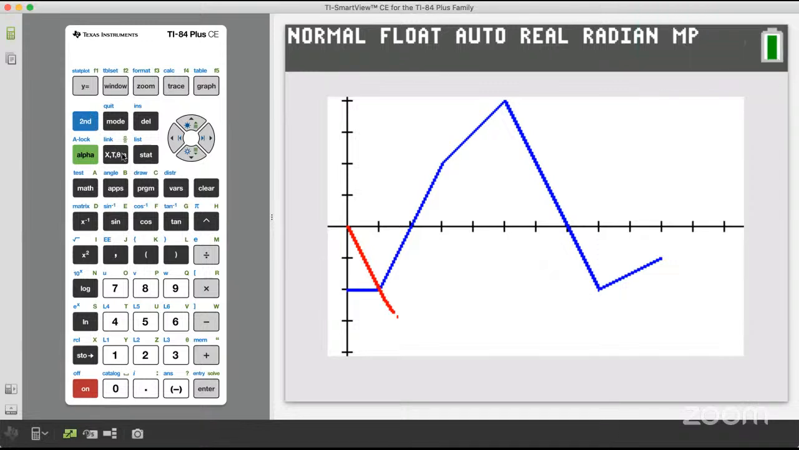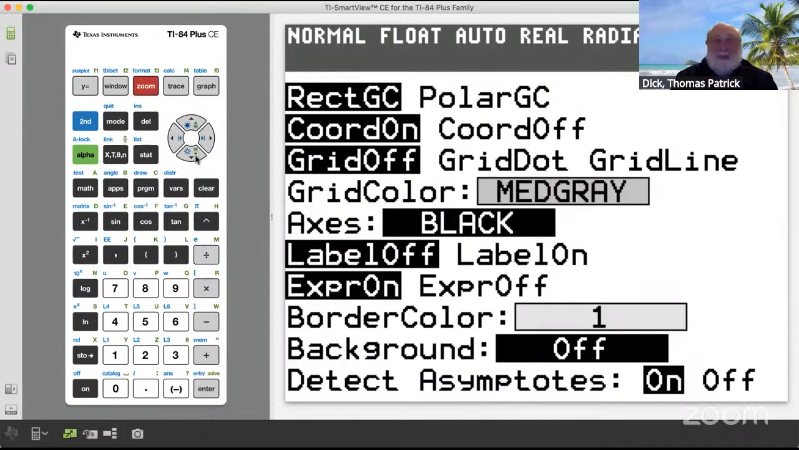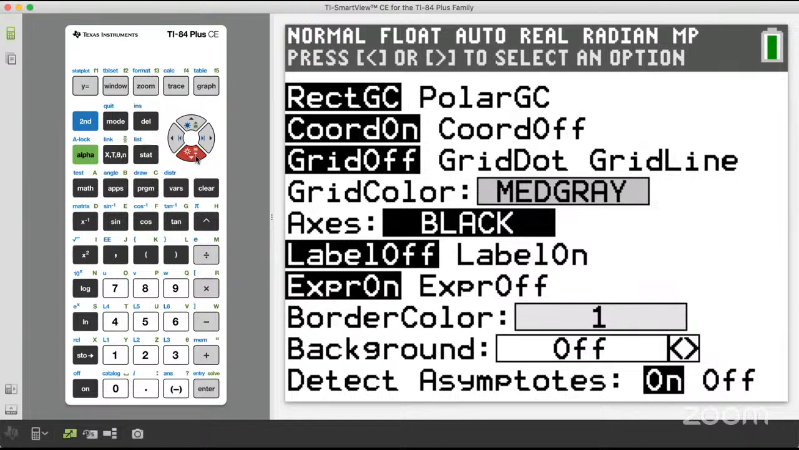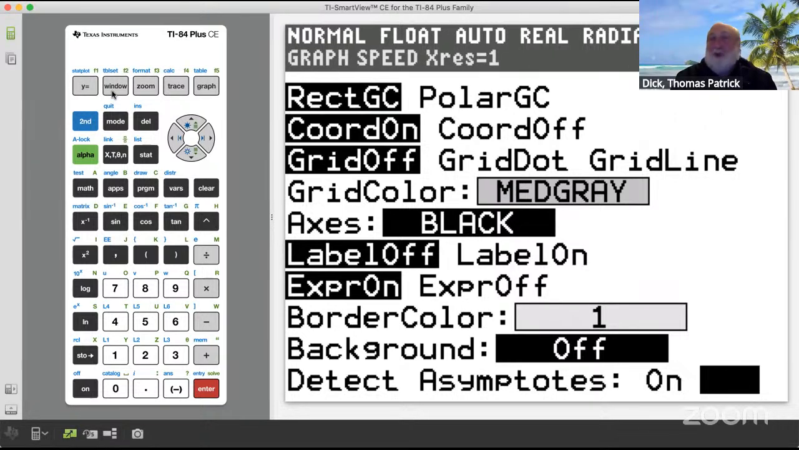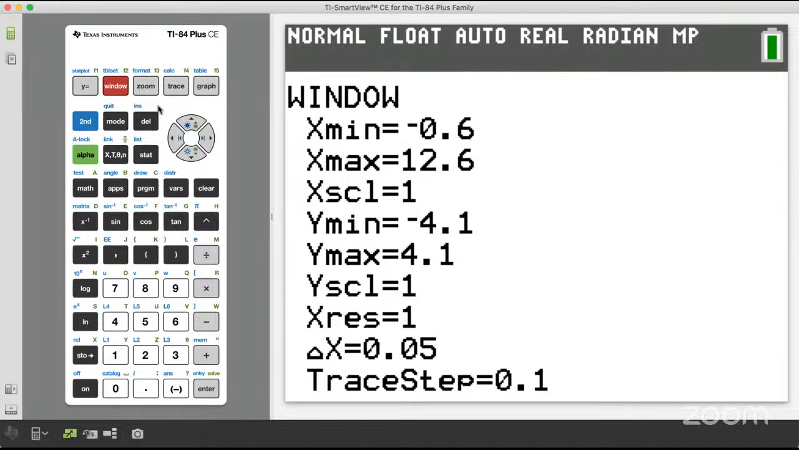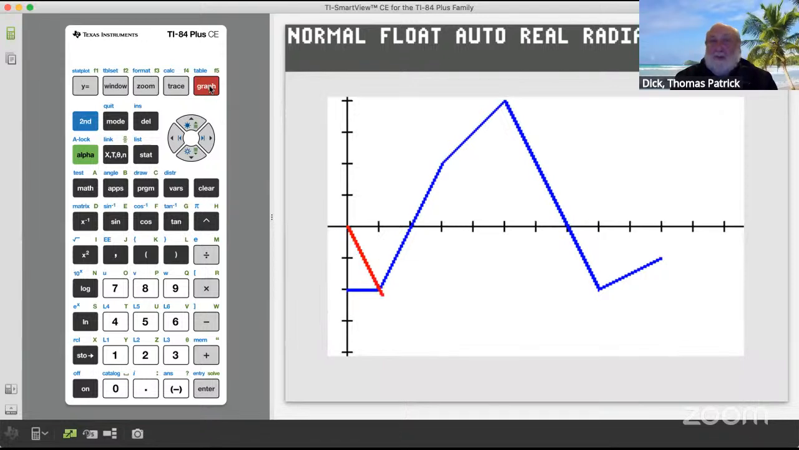Tom, just a quick strategy: since I don't see any potential for asymptotic behavior here, you can turn off the format. If you go under format and turn off detect asymptotes, that'll speed it up. Another way to look at that, as Mark suggests in the chat, is you can also change the X resolution. Yes, and that's one I was going to look at. But detect asymptotes actually should do a pretty nice job. Try graphing it even just with that, and that should actually speed things up quite a bit.